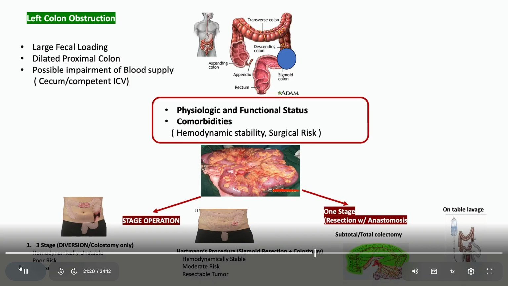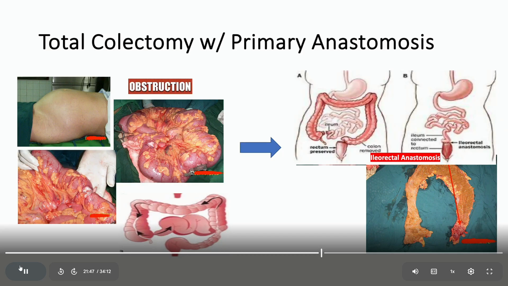For the young, hemodynamically stable, good risk patients, an option is a one-stage resection with anastomosis by doing a total or subtotal colectomy, or an on-table lavage to remove and clean the fecal-laden proximal colon, with resection of the tumor and anastomosis. This is a young adult female with an obstructing sigmoid cancer. The patient is good risk, hemodynamically stable without comorbidities.